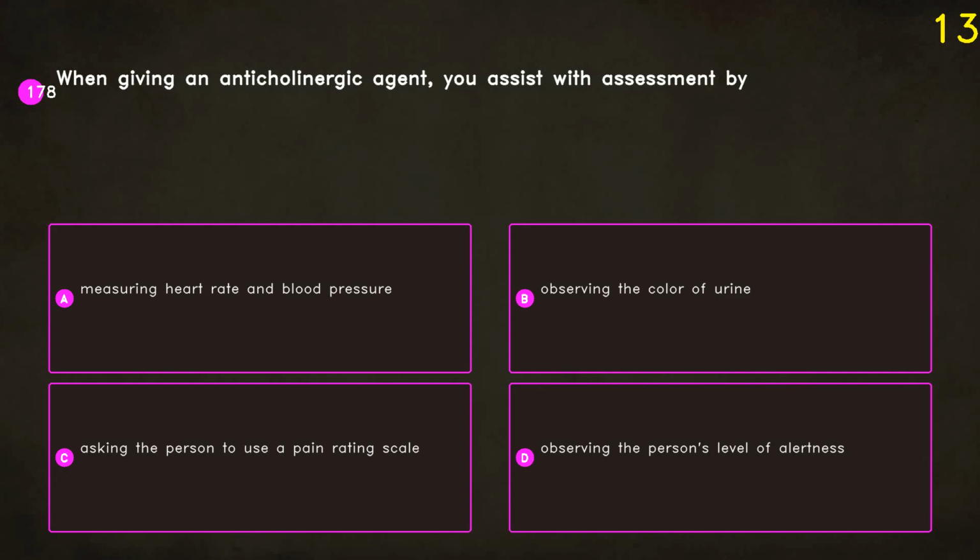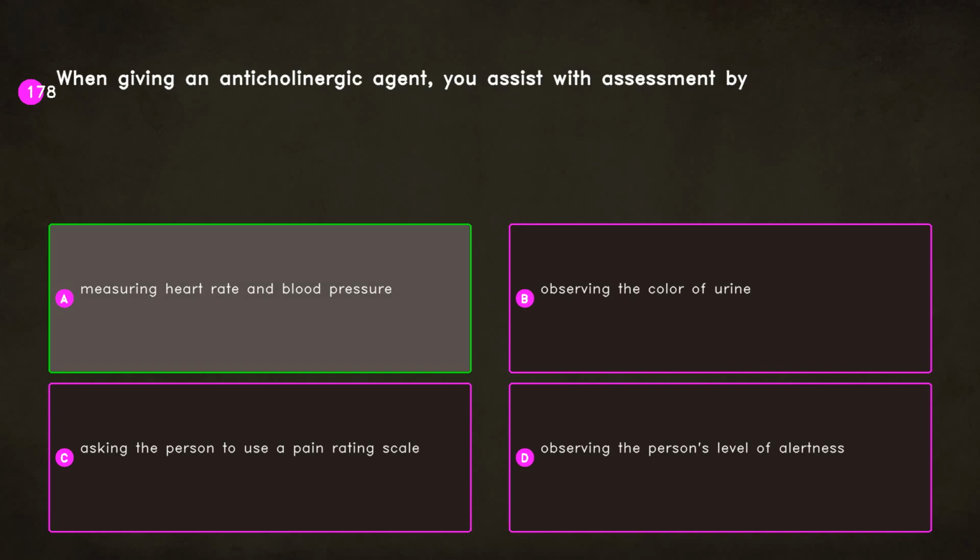Question 178. When giving an anticholinergic agent, you assist with assessment by A. Measuring heart rate and blood pressure, B. Observing the color of urine, C. Asking the person to use a pain rating scale, D. Observing the person's level of alertness. The correct answer is measuring heart rate and blood pressure.